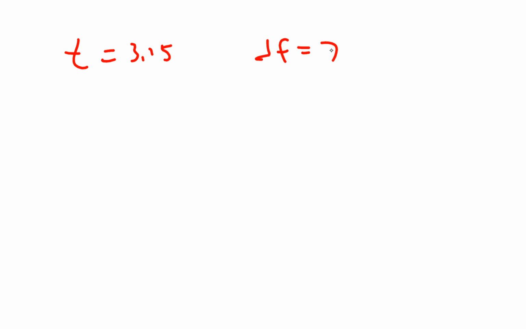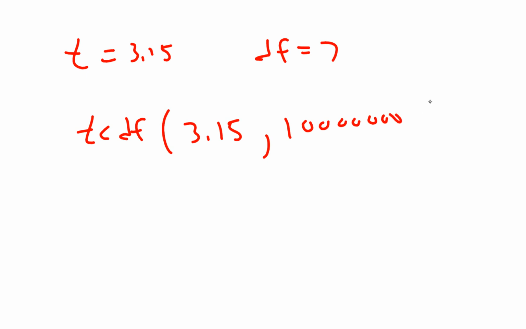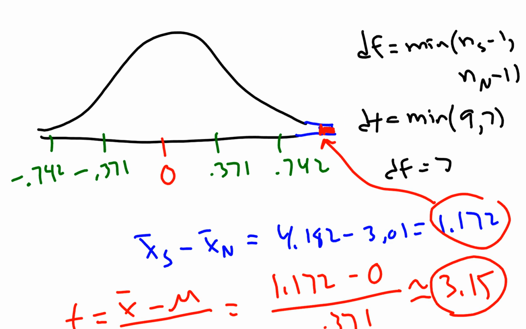Our degrees of freedom are equal to 7. So on a TI-84, you want to use something called a tcdf function. And your lower number is going to be 3.15. Your upper number is going to be some huge value. And the tcdf wants degrees of freedom as its last entry. So we're going to put 7 there. So let's go do that. Let's get an answer. And we end up getting about, this answer turns out to be about 0.008. So the area in this tail is 0.008.